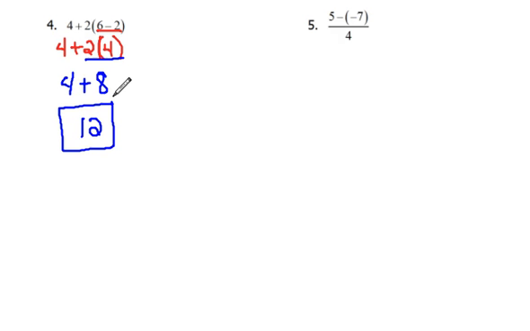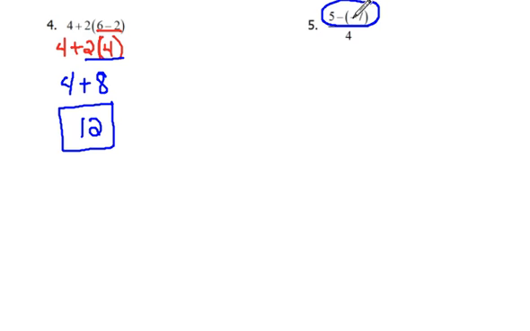Now looking at the next problem, we have 5 minus a negative 7. And all of that is being divided by 4. Now notice I said all of that is being divided by 4. This numerator actually acts like a grouping symbol. It needs to be done before we can do the divide by 4. So looking at this, we have parentheses here on the top, but there's nothing to do inside the parentheses.